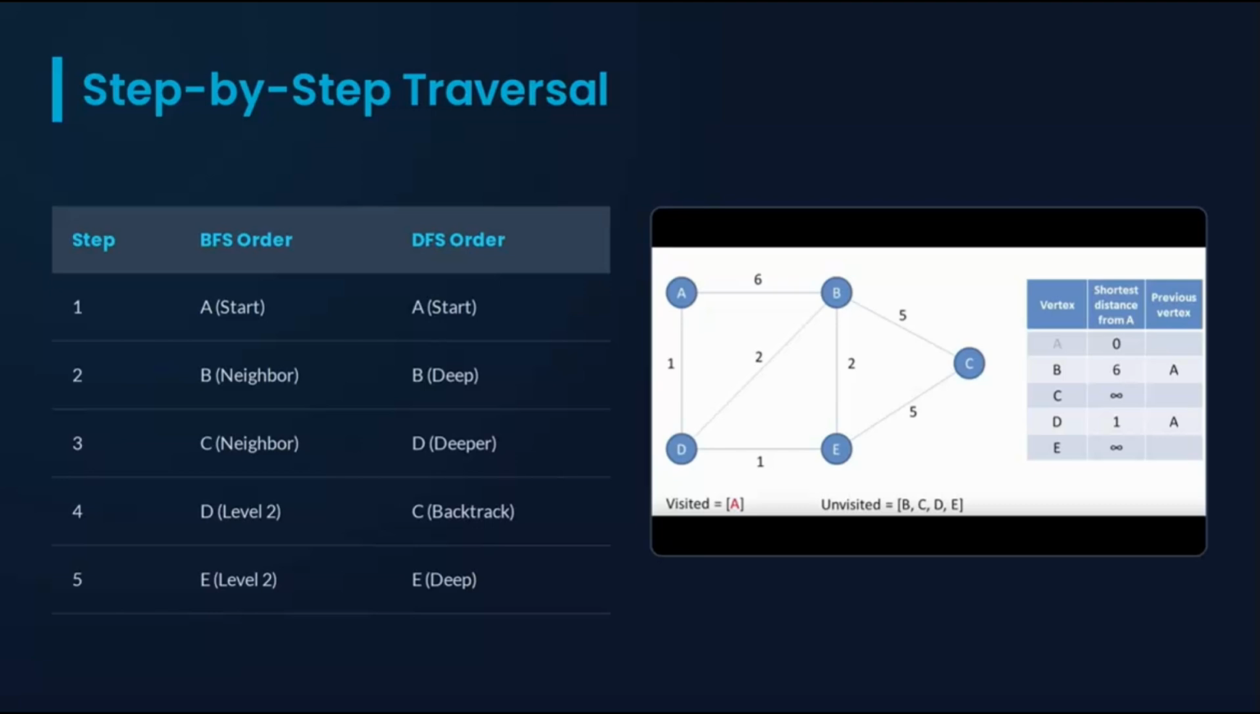DFS order is A, B, D, C, E. Starting at A, it picks a neighbor that is B and goes deep. From B, it picks a neighbor D and goes deep. When D has no unvisited neighbors, it backtracks to B. Finding nothing new, it backtracks to A and then explores the next neighbor C and finally goes deep from C to E.